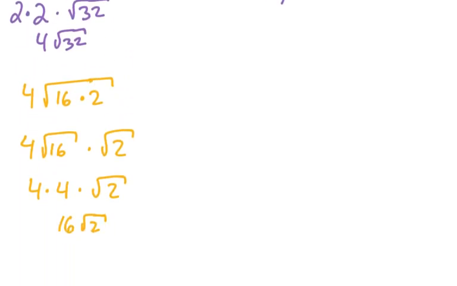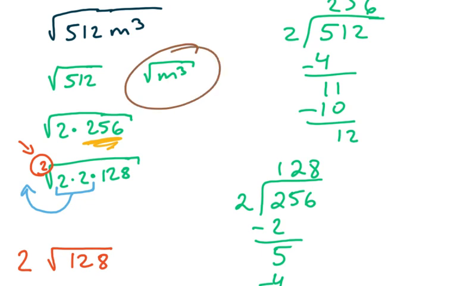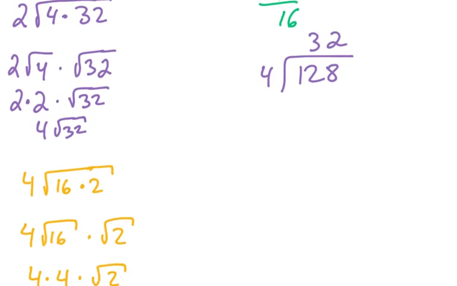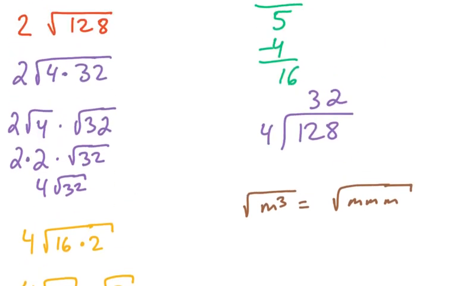Now, we're not done yet with this question because remember, we also have the square root of m cubed. So remember, the square root of m cubed breaks down to m times m times m. And feel free to use your own sense of humor as you do these problems as well. Hopefully it's a little better than mine.